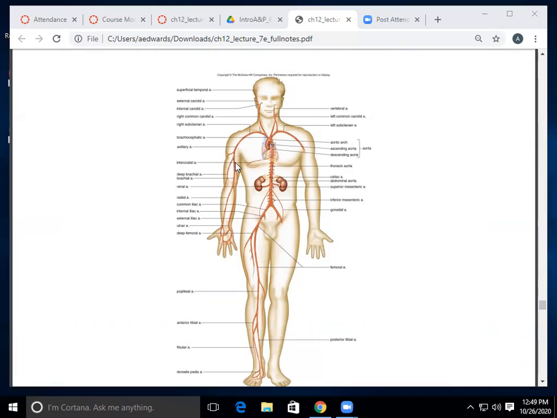What about the upper limb? Axillary artery, kind of going toward the armpit. Here's the intercostal artery by the ribs. Brachial artery, radial artery, ulnar artery.